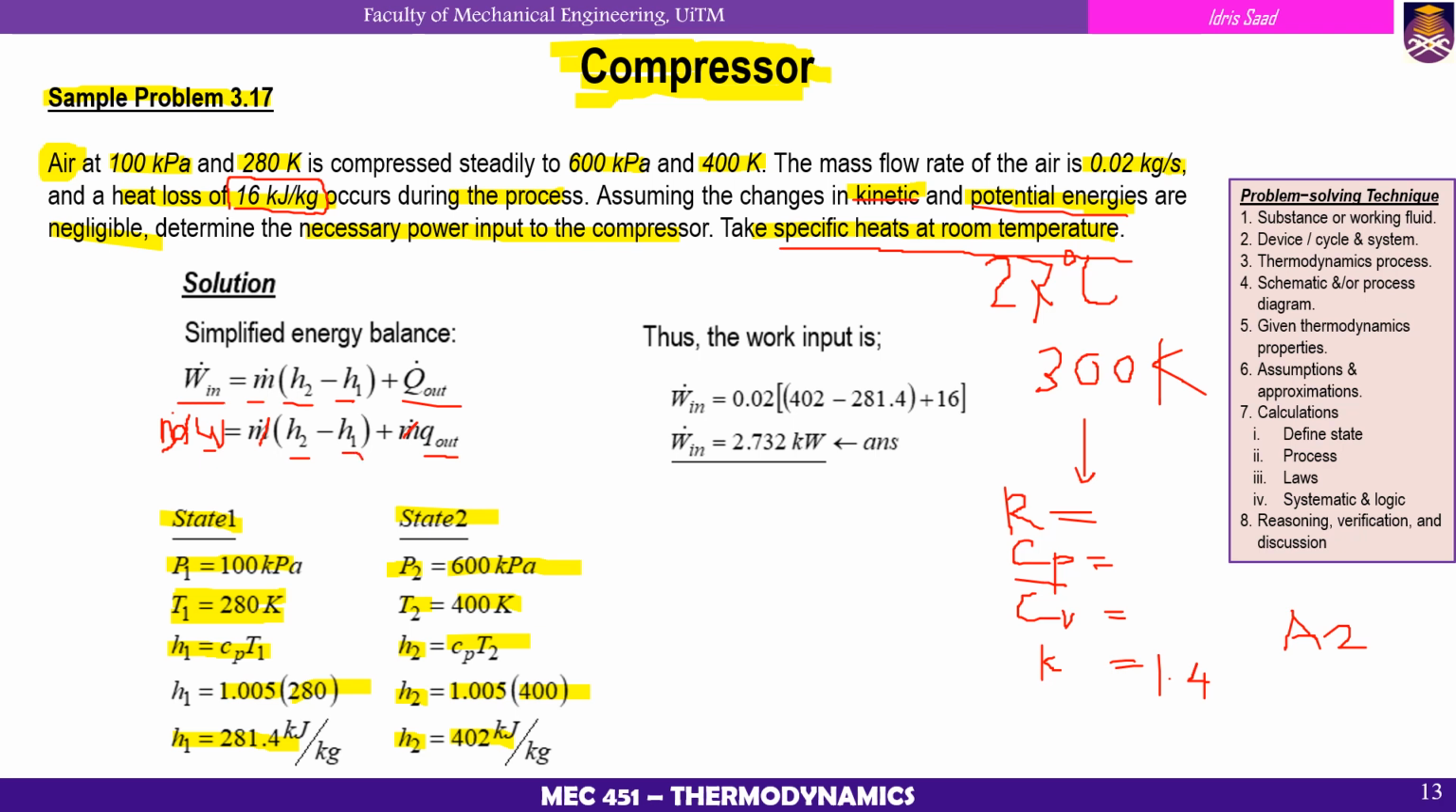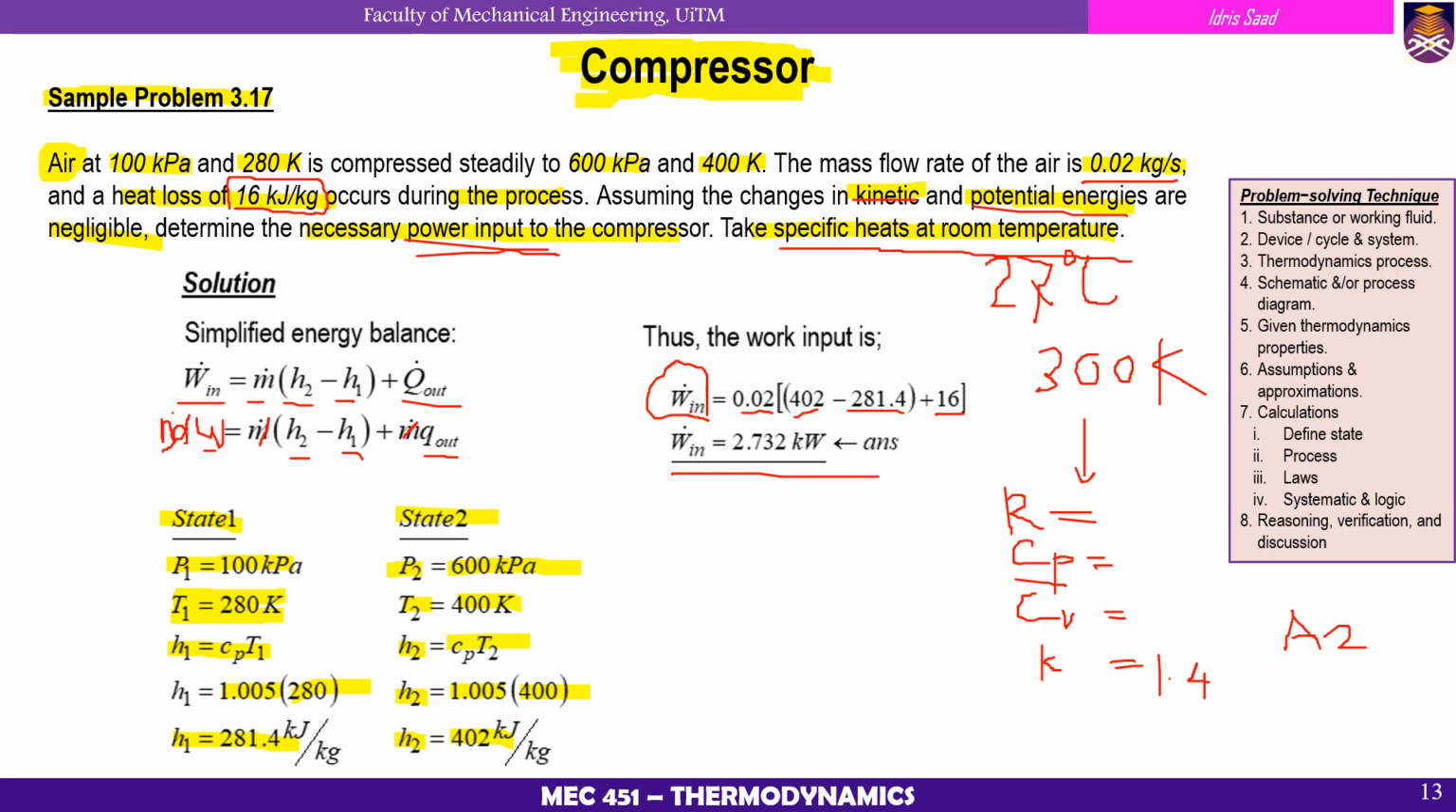From this, we can calculate the power input, because the question wants the necessary power input to the compressor. This is equal to 0.02, the mass flow rate given in the question, multiplied by 402, this is H2, minus 281.4, this is H1, plus 16. So the answer is 2.732 kilowatt. This is how we use the energy balance equation.